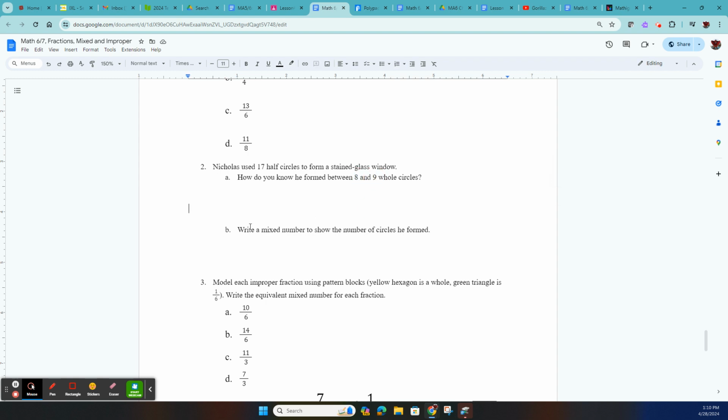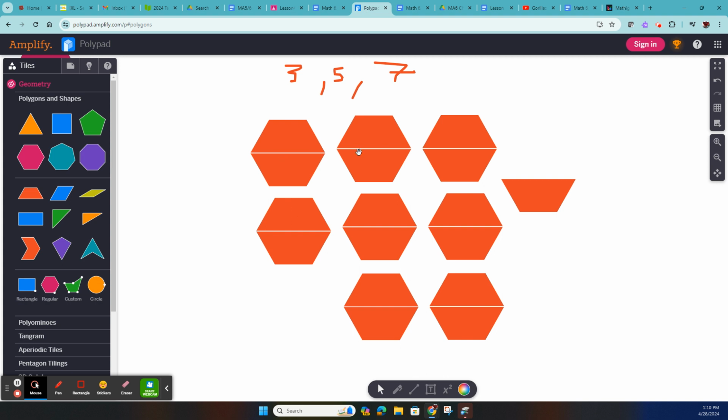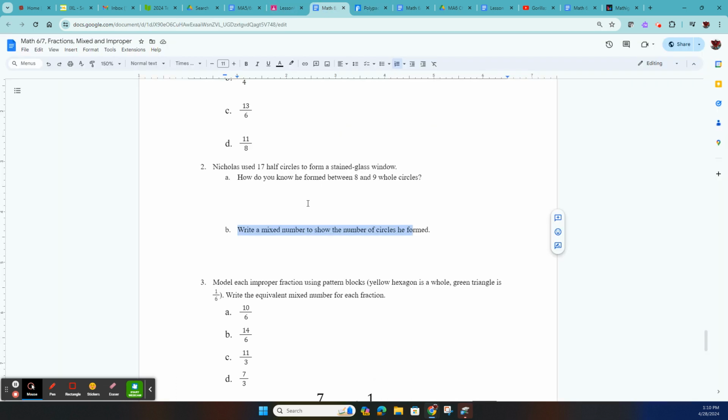And then it says, write a mixed number to show the number of circles he formed. Well, check it out. 1, 2, 3, 4, 5, 6, 7, 8 wholes and 1/2. 8 and 1/2. That's equivalent to 17 halves. Which makes sense again, because we remember that fractions are just division. 17 divided by 2 is 8.5, which is the same as this, 8 and 1/2. Kind of cool.